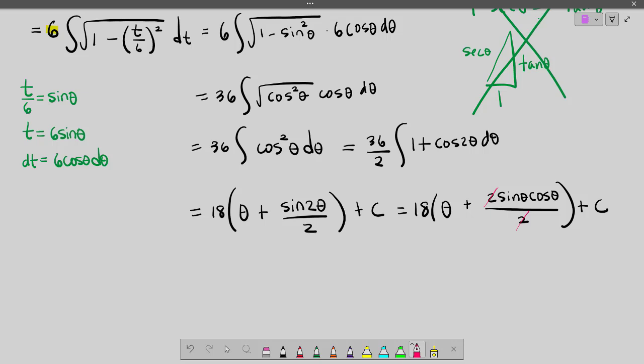And then we convert back to x, or t in this case, whatever the letter is. Let's go purple triangles. So we draw our triangle as if we're in quadrant 1. Sine of theta is t over 6, so that looks like this. Sine is opposite over hypotenuse. We want that to be t over 6. That allows us to use the Pythagorean theorem to find that our missing side is 36 minus t squared under the square root.